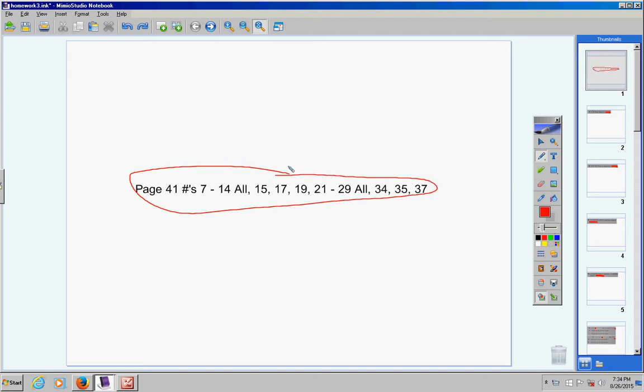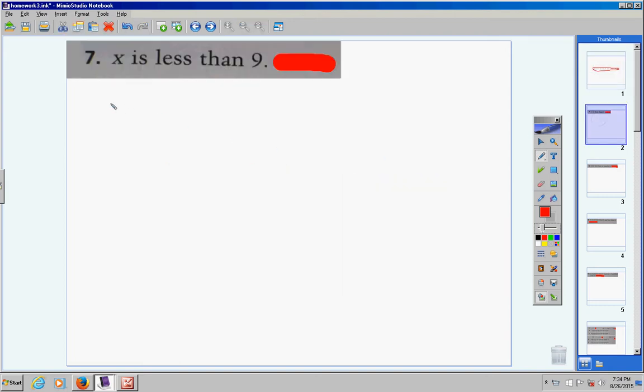And there we go. Alright, the directions say for numbers 7 through 10 to write an inequality for the verbal sentence. So here we go. X is less than 9. Okay? So number 7, 8, 9, and 10. I know that we did not cover these in your notes, but just a little practice. I'm sure you've had this somewhere along the way. X is less than 9.